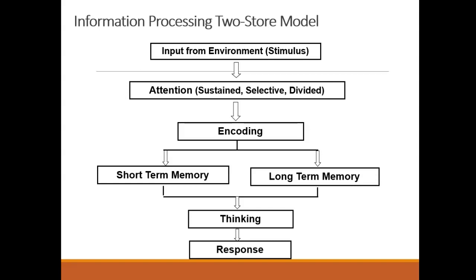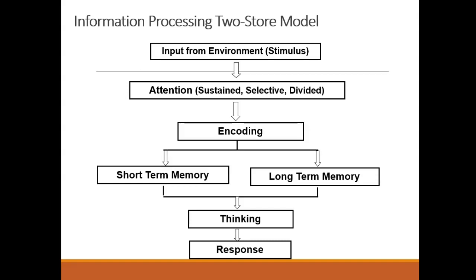So with regard to attention, you can have sustained attention where you keep that up, selective attention where you're choosing to pay attention to some things and ignore other things, or divided attention where you're trying to actively pay attention and focus to more than one thing at a time. All these different types of attention are going to affect the degree and quality to which you encode that information from your environment. So how much of it actually makes it into your brain so that your brain has something to work with.